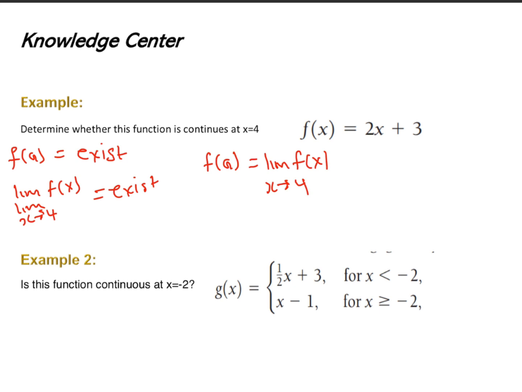So let's do the analysis here. Here f of a, let me say f of 4, equals 2 times 4 plus 3, and 2 times 4 is 8, plus 3 will give us 11.